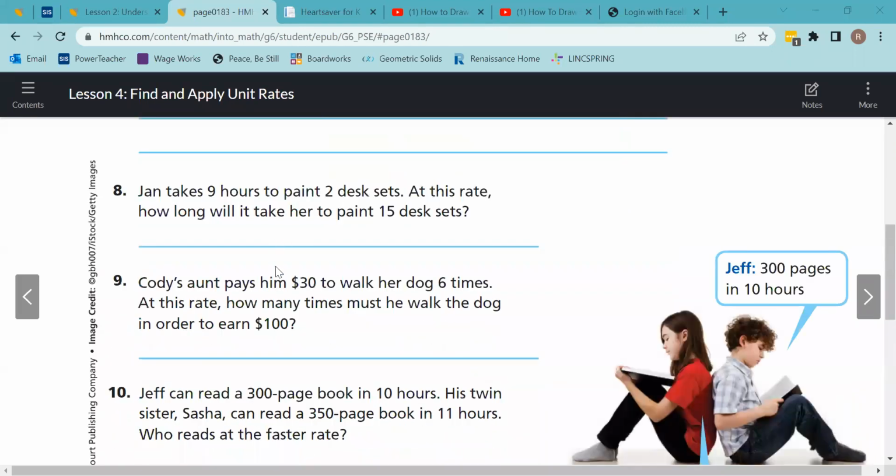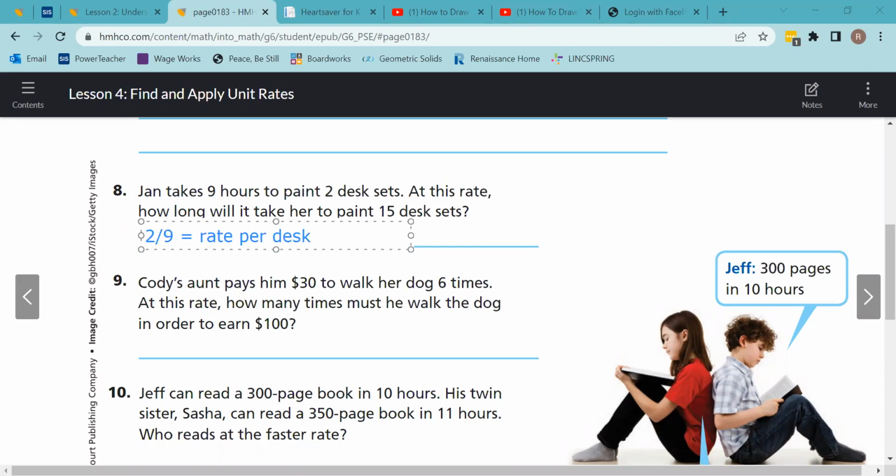Number 8, Jan takes 9 hours to paint 2 desk sets. At this rate, how long will it take her to paint 15? Okay, same spiel, you guys. I'm gonna let you use a calculator, but you have to show me what you're doing. So how long is it taking her? We want to figure this out per hour, right? So you've got 9 hours divided by 9 to get down to 1 hour. You have 2 hours divided by 9 will give you the rate per desk.